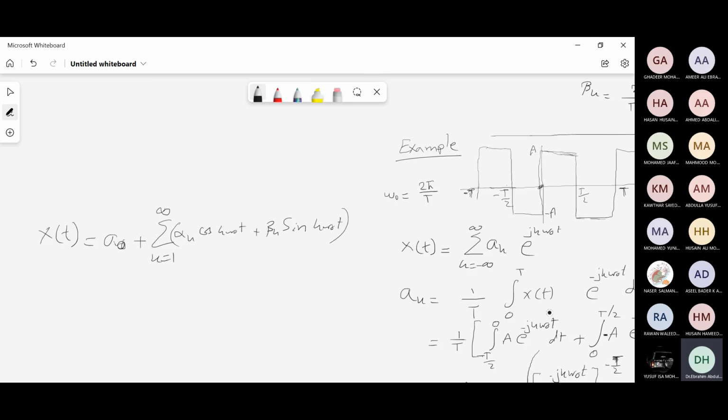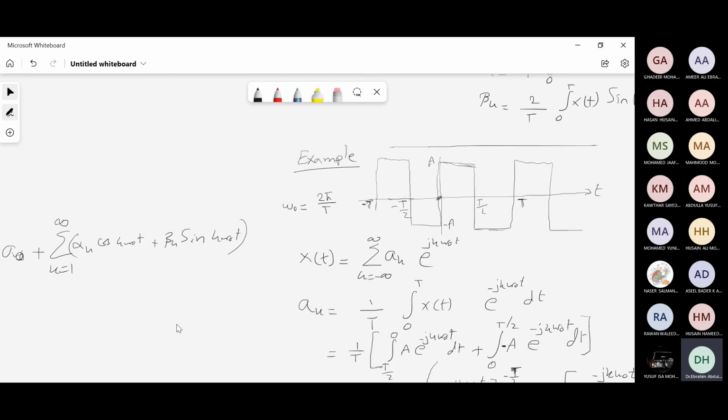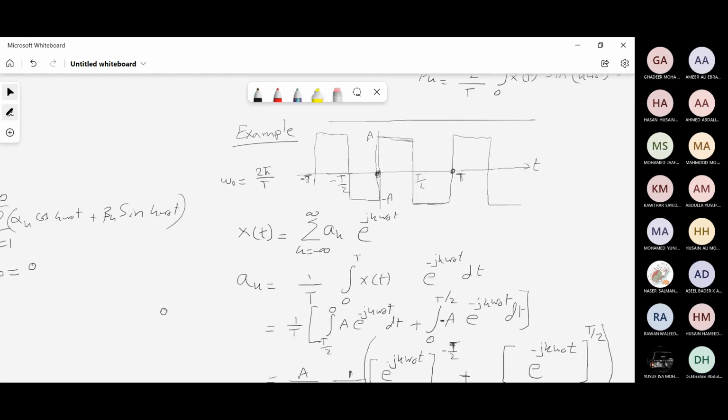Okay, A naught, as we said, it is the average value. So if you average the value for one full period, from here to here, this is positive, this is negative. So for sure it is equal to 0. So then A naught directly equals 0.